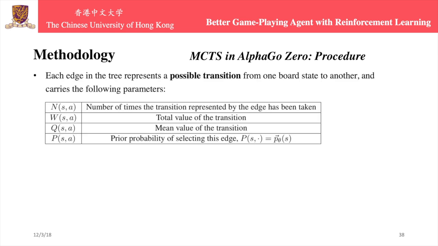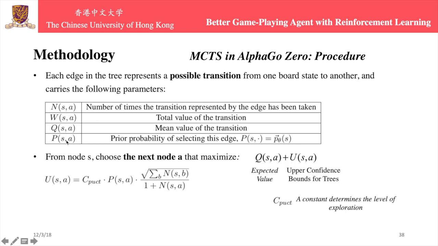Each node in the tree actually represents a possible transition from one board state to another. Remember that a node represents a board state, and an edge represents a transition. An edge carries the following four parameters. Now I will go through how MCTS is conducted. From the node S, we have to determine what the next node is.